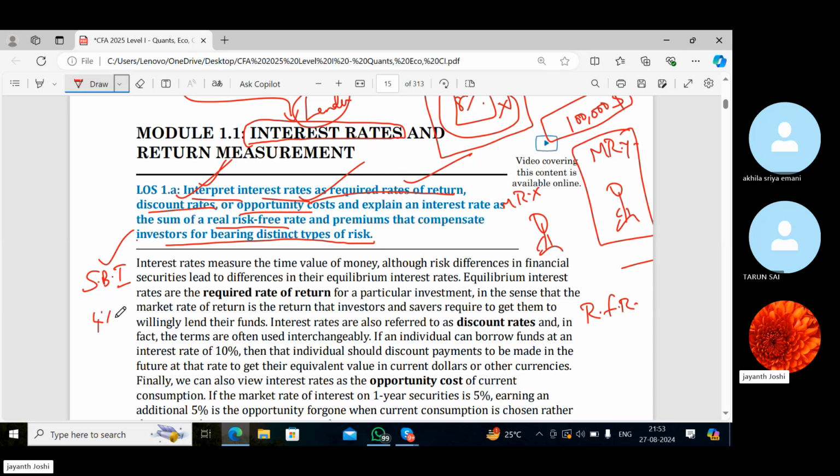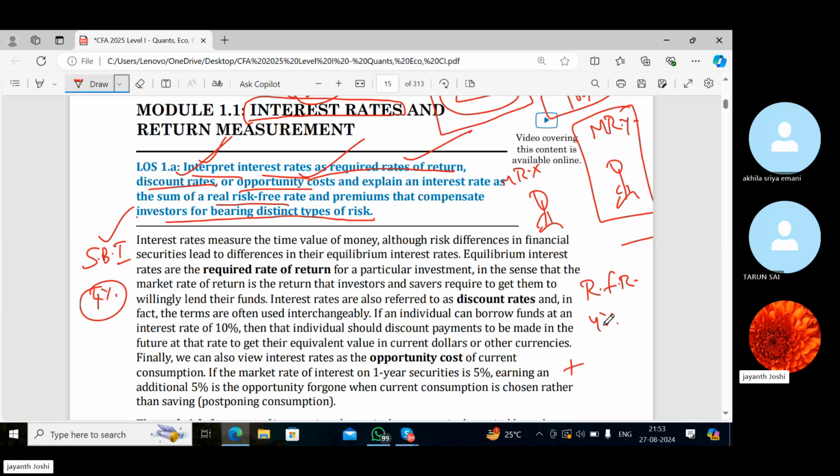SBI will offer you 4% rate of interest. That is the least in country, but this is the least risky one. So first you would always expect this, without taking any risk, you will get 4% at any cost. Then what kind of risk you think Mr.